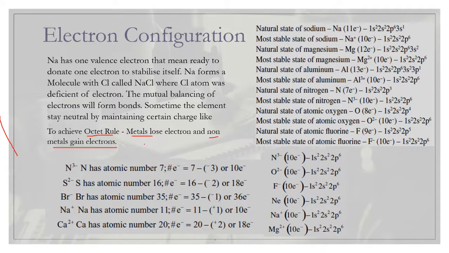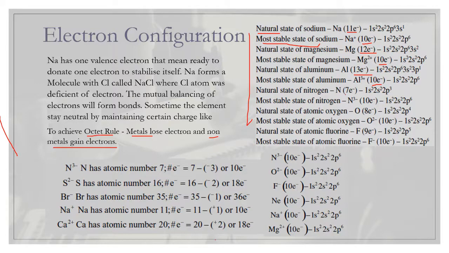So in the periodic table we have seen group 1A elements donating 1 electron and group 2A elements donating 2 electrons. Like that we can see the natural state and most stable state of different atoms. The natural state of sodium is 11 electrons, but it is more stable when it loses 1 electron. Similarly, the natural state of magnesium is 12 electrons, but the most stable state is 10 electrons. The natural state of aluminium is 13 electrons, but the most stable state is 10 electrons.